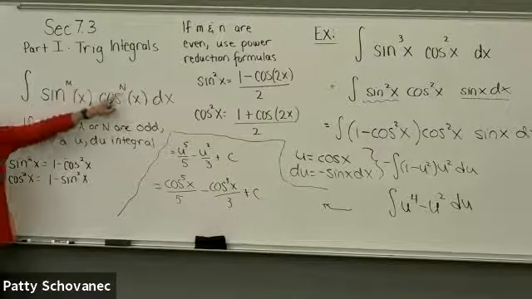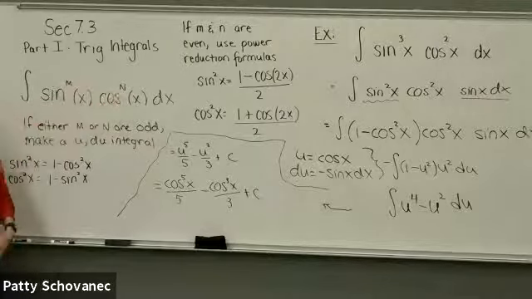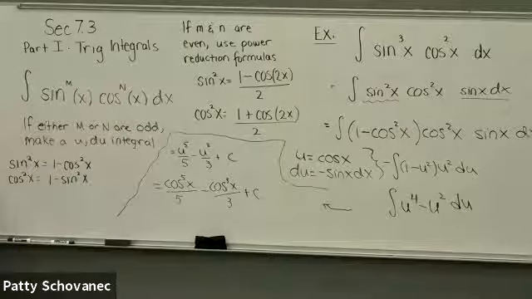So if any one of these or both of them are odd, take an odd factor out, the remaining factor's even, substitute it out with the Pythagorean identity, and you've got a u-du integral. Works every single time.